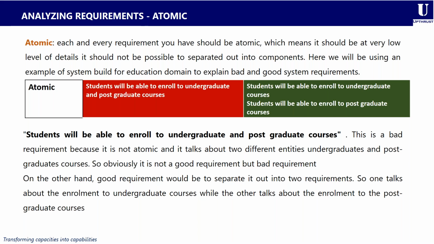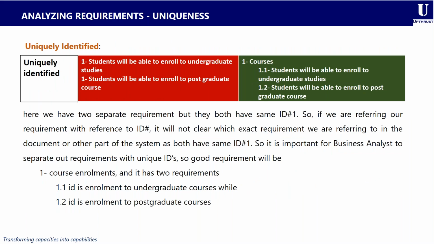The best way to represent this requirement would be for you to separate them out, to put them separately by saying that students will be able to enroll to undergraduate courses, which is one requirement on its own. And the next requirement will be that students will be able to enroll to postgraduate studies. So in this instance, one talks about the enrollment to undergraduate courses, while the other talks about the enrollment to postgraduate courses.